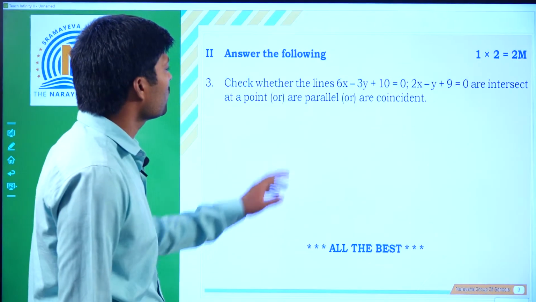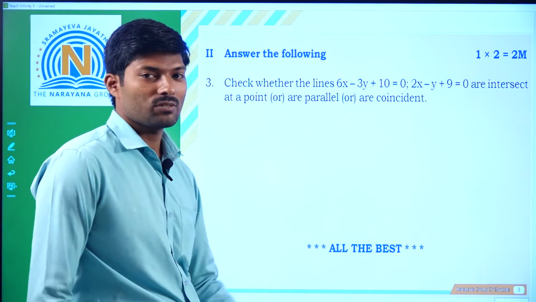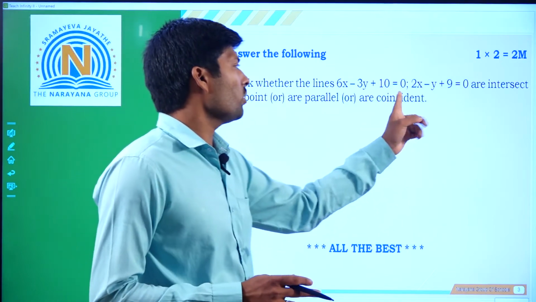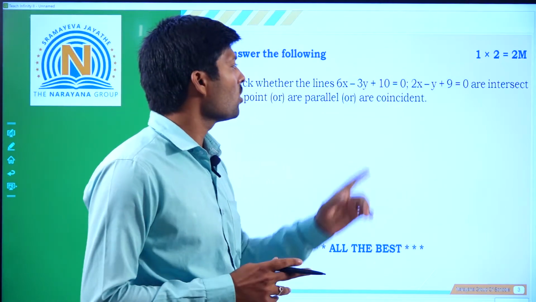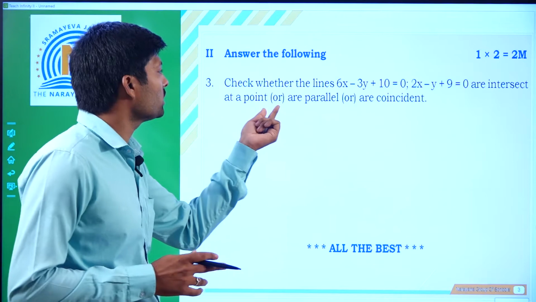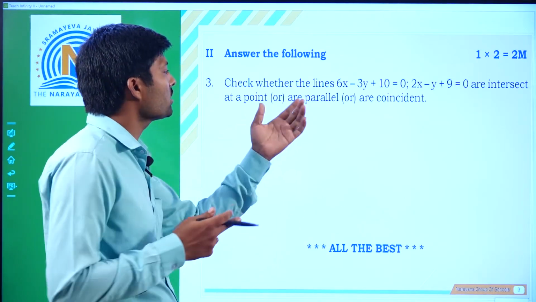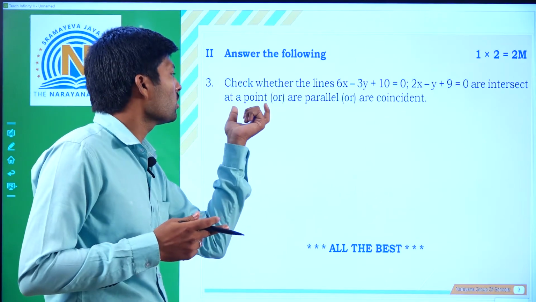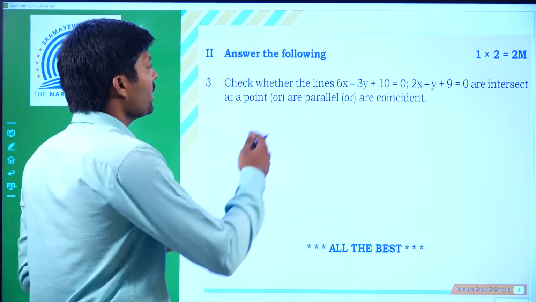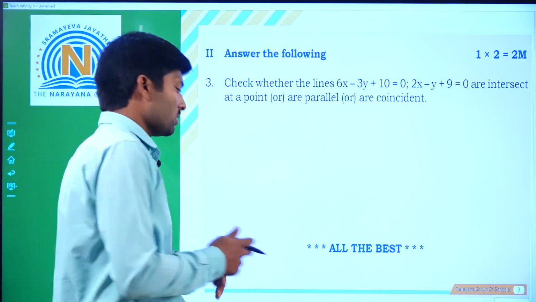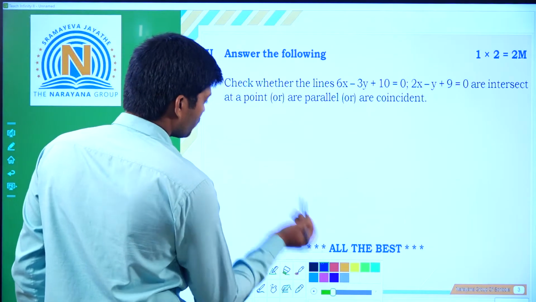Check whether the lines 6x minus 3y plus 10 is equal to 0 and 2x minus y plus 9 is equal to 0 intersect at a point, or are parallel or coincident. How can you decide whether the lines are parallel, coincident or intersecting? By taking the ratios of the coefficients of the given two line equations. So, let us go for that.